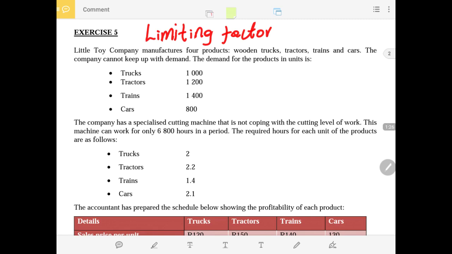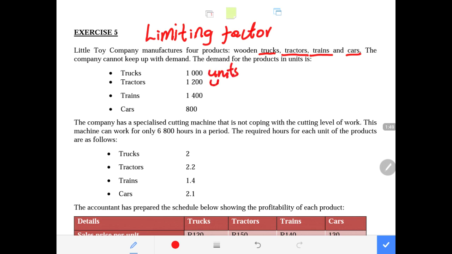Exercise 5 says Little Toy Company manufactures 4 products: wooden trucks, tractors, trains, and cars. The company cannot keep up with the demand, and the demand for the products in units is 1,000, 1,200, 1,400, and 800 units. Remember, these are the units that are in demand. So the company cannot keep up with this demand because of some limitations. Let us read further and see what these limitations are.